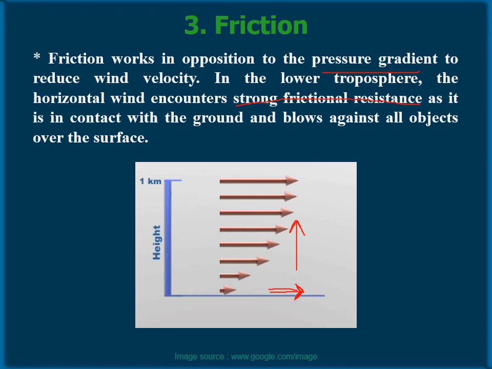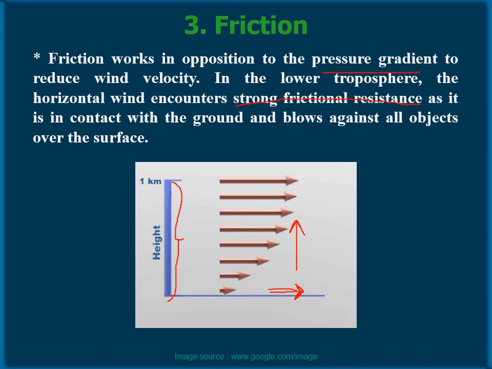Now the atmospheric zone up to which the frictional resistance is generally found to occur is known as the friction layer, and this layer is generally restricted to within 1 kilometer from the ground surface. It is a general altitude value. However, this height value of the frictional layer can vary. So up to 1 kilometer from the ground surface, the effect of friction is found to occur.